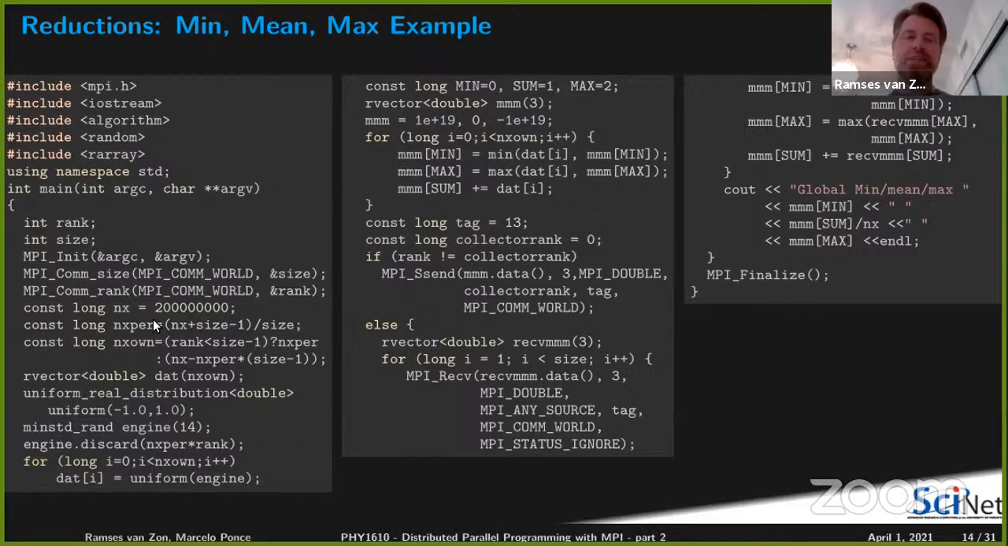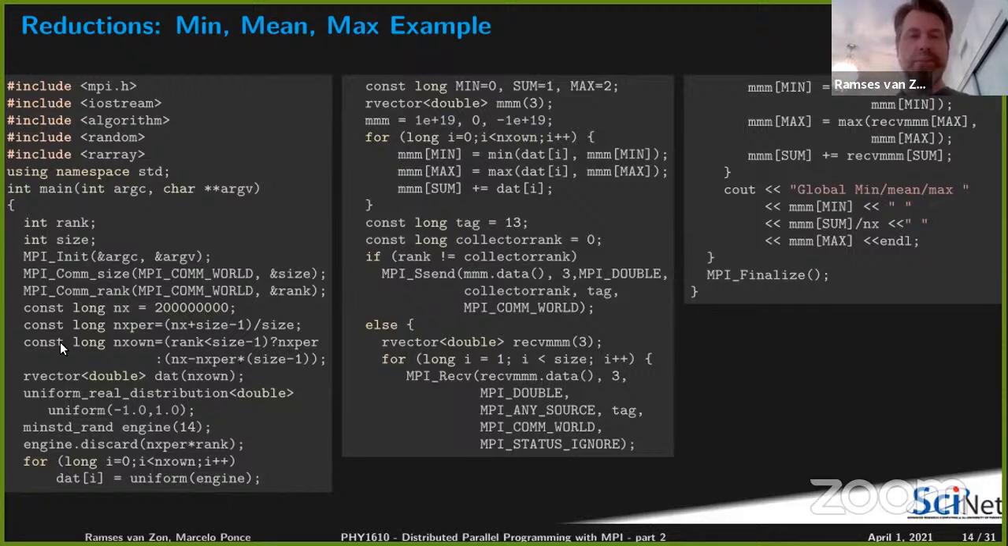Every process will take this many points, nx per, but because it's a roundup, that would be too many. So the actual number that this particular process will have depends on its rank. If it's not the last one, we will take nx per. If it is the last one, we will take how many are left. So nx own is nx per, except for the last rank, where it's just whatever is left. If this is divisible by size, it works out the way you want it. If it isn't, the last one has a little bit less work, but really doesn't matter that much.